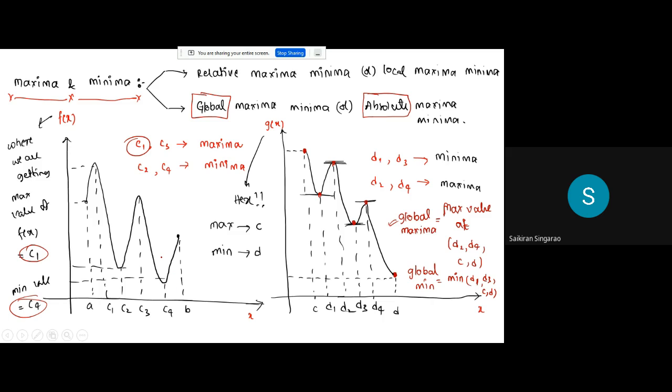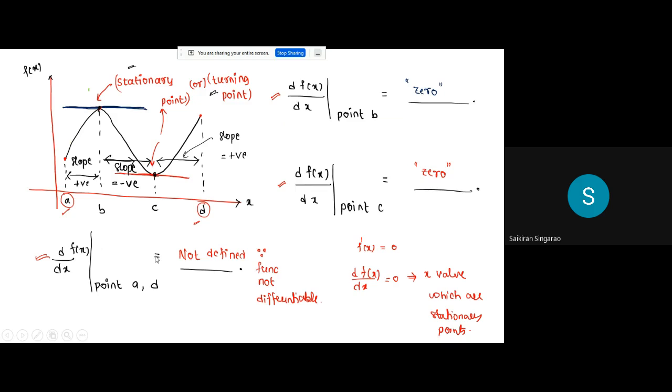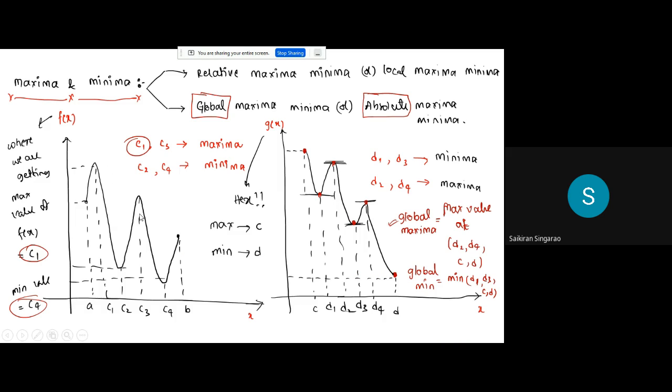So global is nothing but just check at extremity points. Local is nothing but don't check at extremity points, you check between the end points. Like whenever you do f dash of x equal to 0, you are going to get all the stationary points between the end points. Is this clear?